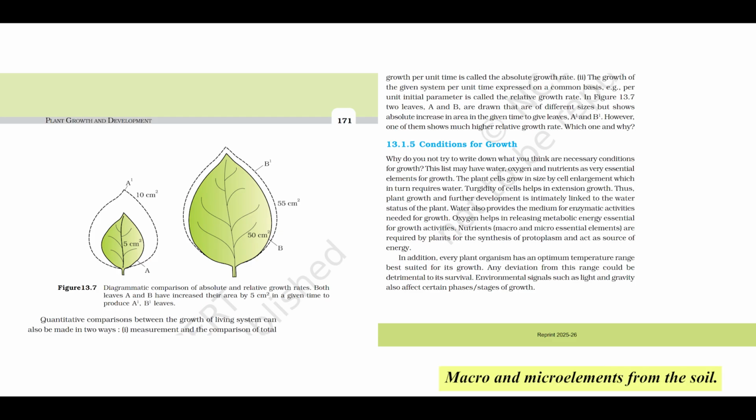Macro and micro elements from the soil. These are the building blocks for protoplasm and sometimes sources of energy. Nitrogen, phosphorus, potassium, macro; iron, zinc, micro; all essential. A deficiency in just one can halt growth. Building materials, okay. Fourth, temperature.